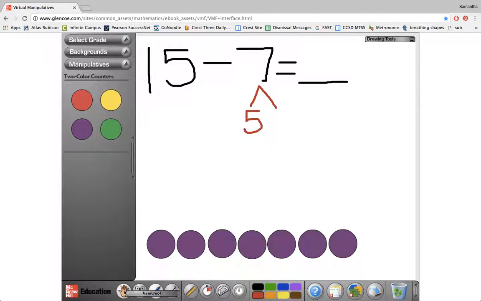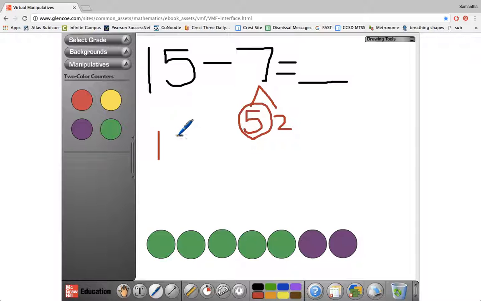If I don't know this already, I can use counters at the bottom. I have 7 counters at the bottom. I know that I want to take away 5. So if I take 5 from 7, 1, 2, 3, 4, 5, I know that I have 2 left. So if I break apart the 7 into a 5 and a 2, I can take away first just that 5 to make 10.